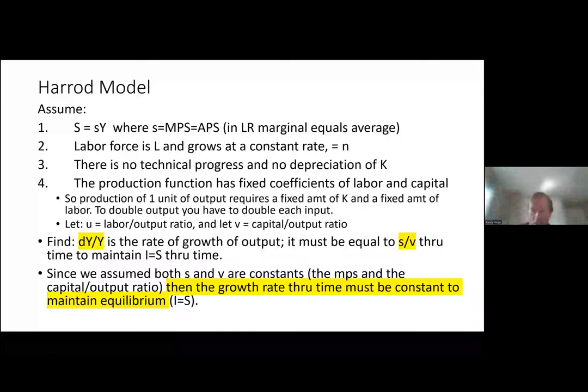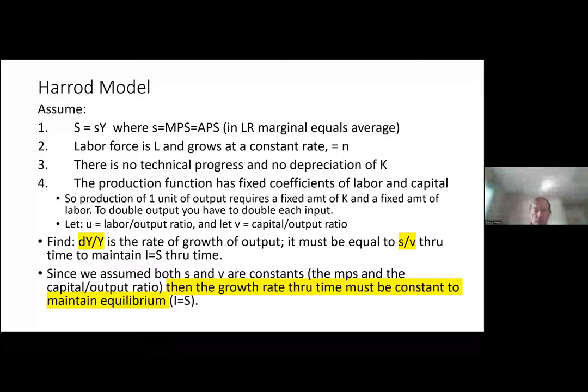And we do all the math and we get to the conclusion, which is that the rate of growth of output has to be equal to the ratio of the propensity to save to the capital output ratio. It must grow at that same rate through time to make sure that investment equals saving through time. This will ensure the demand side of your economy is growing at the same pace as the supply side, which means you get to use all the capital that you produced. We don't have a tendency towards secular stagnation. So this is the necessary condition to avoid having too much capital or too little capital.